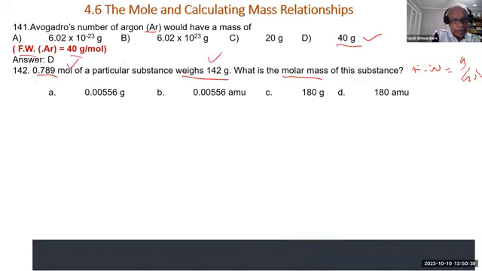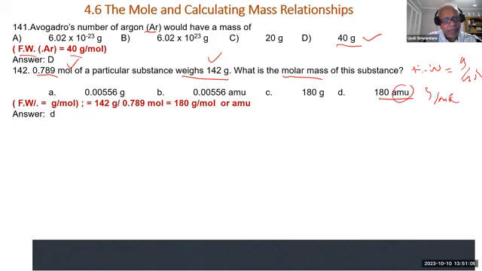So 142 divided by 1.1782. This should be the answer. This is given: molar mass is grams per mole. Sometimes we write AM. So that's the only correct answer. D.